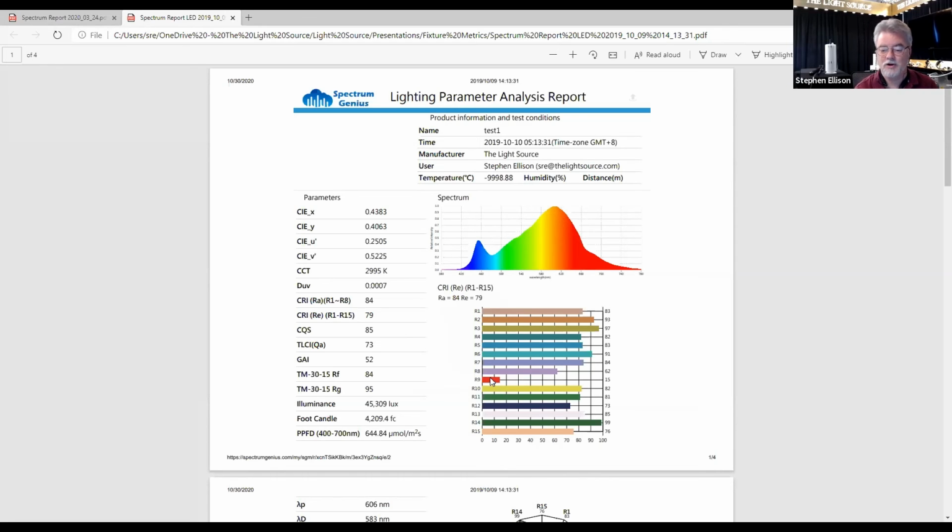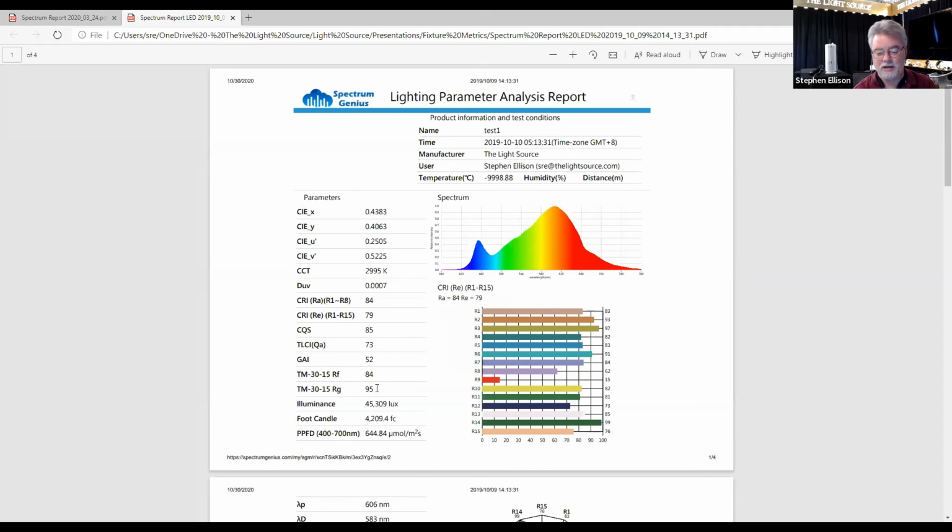And you see here, R9 is way down. So we're beginning to see that we're not getting as much of the reds. Here, the CRI is 84, R1 through R8, which doesn't take into account R9. When you take into account R9, you're at 79. But your Rf and Rg show that you're not as bad. The fidelity's 84, which is pretty good.